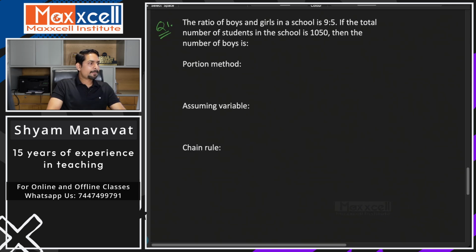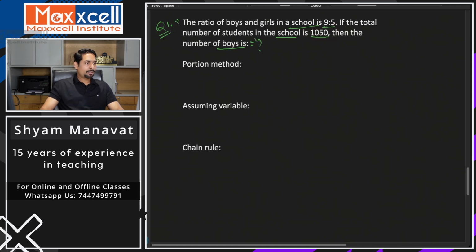So the question is, the ratio of boys and girls in the class is 9:5. Okay, so the ratio of boys to girls is 9:5. If the total number of students in the school, sorry, not in a class, in a school, is 1050, then the number of boys is how much? That's what we need to find. I hope the question is clear to you.